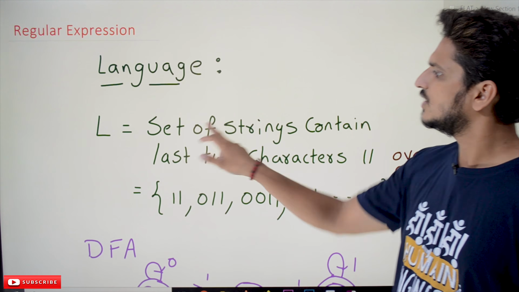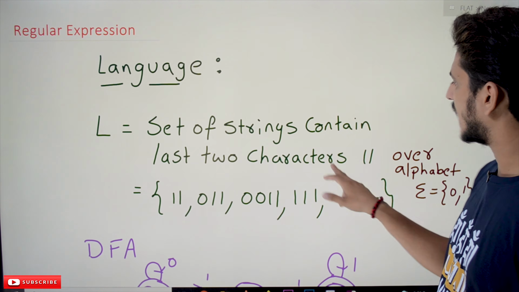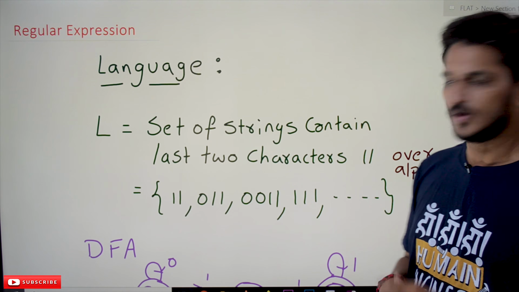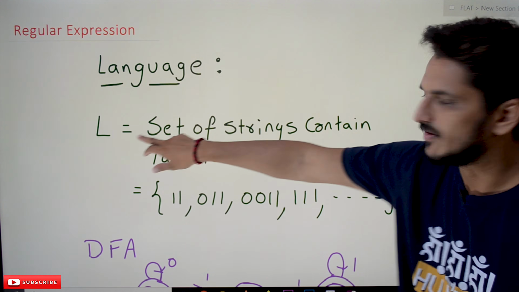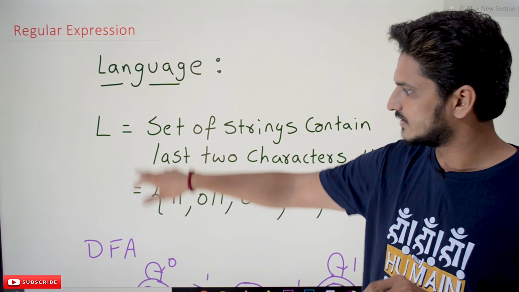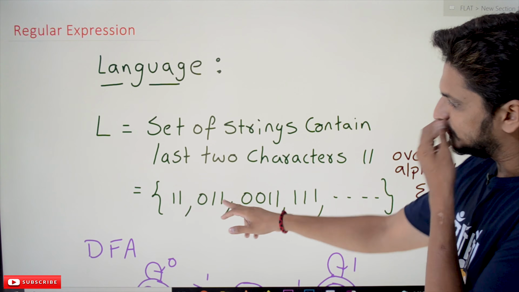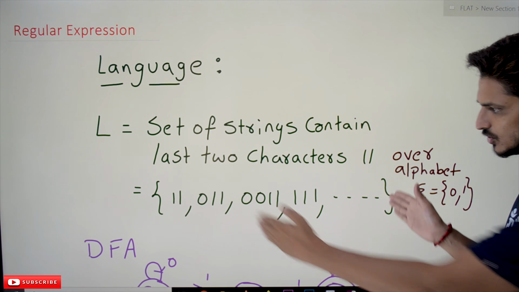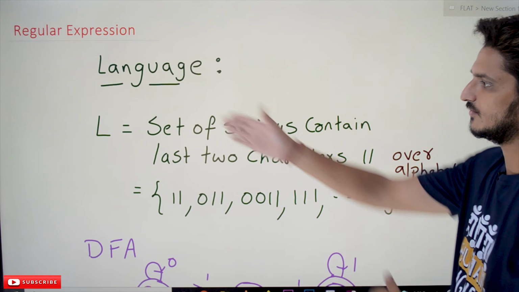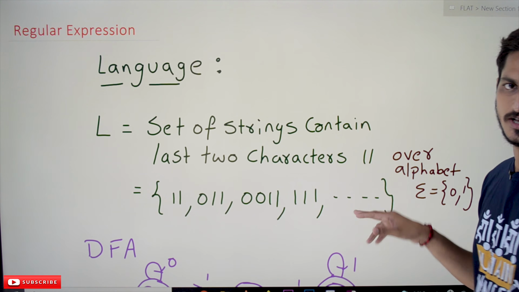L is equal to the set of strings containing last two characters 1, over an alphabet sigma is equal to 0, 1. The strings that belong to this language are given like this: 1 1, 0 1 1, 0 0 1 1, 1 1 1, and so on. These are some of the strings.